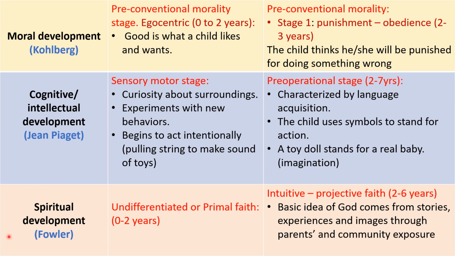Then the spiritual development given by Fowler. Till 2 years, it is undifferentiated or primal faith, we cannot tell anything. But as the child moves from 2 to 6 years, it is intuitive projective faith. The basic idea of God comes from stories, experiences and images through parents and community exposure.